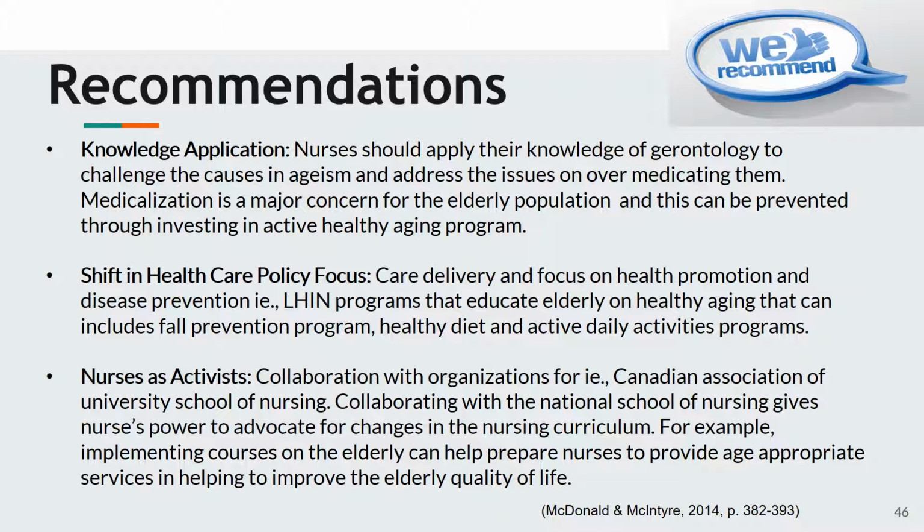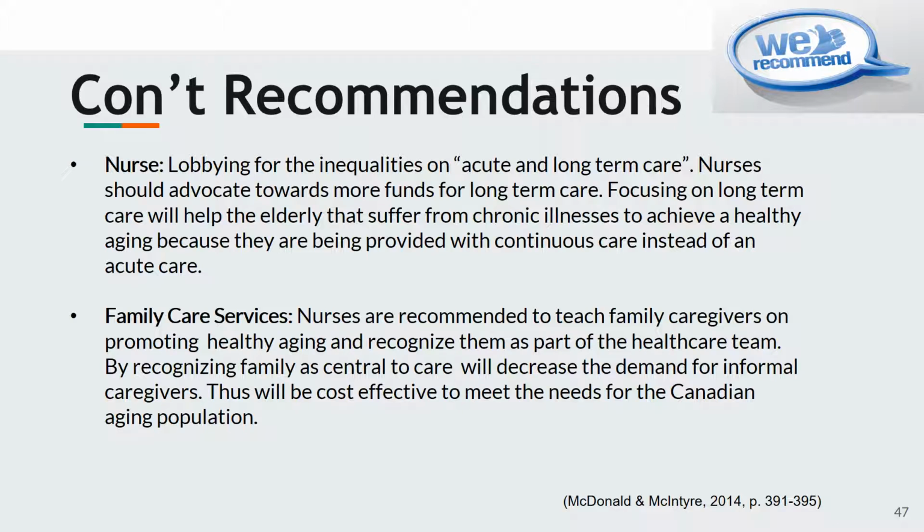For example, implementing courses on the elderly can help prepare nurses to provide age-appropriate services and help to improve the elderly's quality of life. The fourth recommendation will be nurses lobbying for equality in acute and long-term care. Nurses should advocate for more funds for long-term care. Focusing on long-term care will help the elderly that suffer from chronic illness to achieve healthy aging because they are being provided with continuous care instead of acute care.